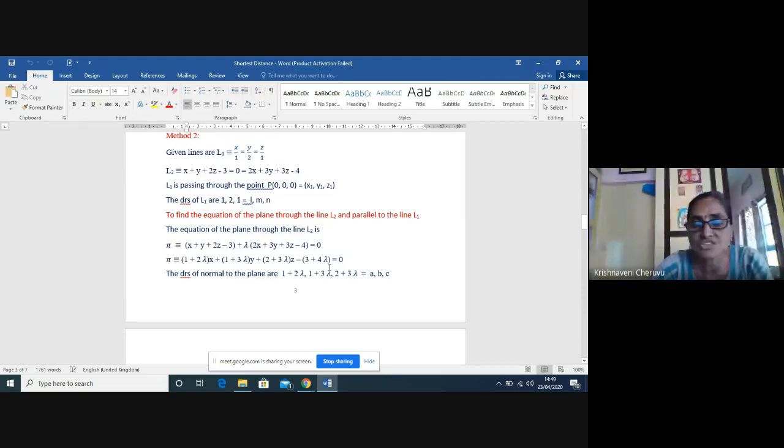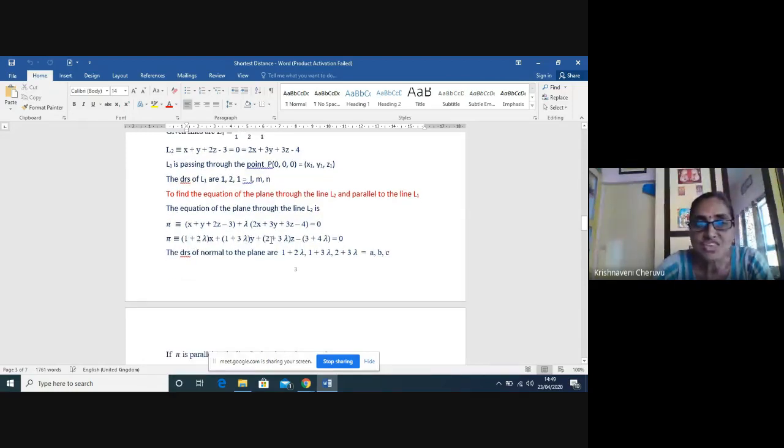See the line general equation, meaning the general equation of the plane is ax plus by plus cz plus d is equal to 0, where a, b, c are the DRs of the normal to the plane. So what I wrote here is the DRs of the normal to the plane pi are 1 plus 2 lambda, 1 plus 3 lambda, 2 plus 3 lambda. Let us denote them by A, B, C.